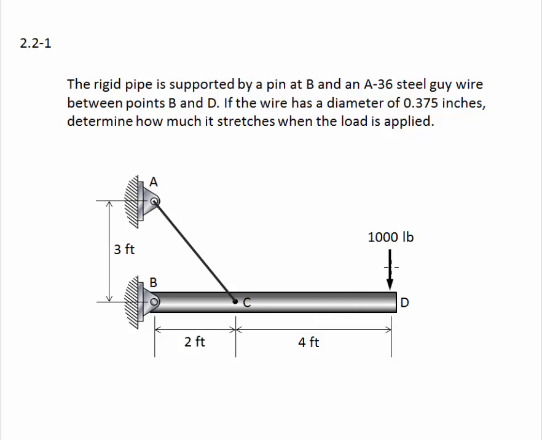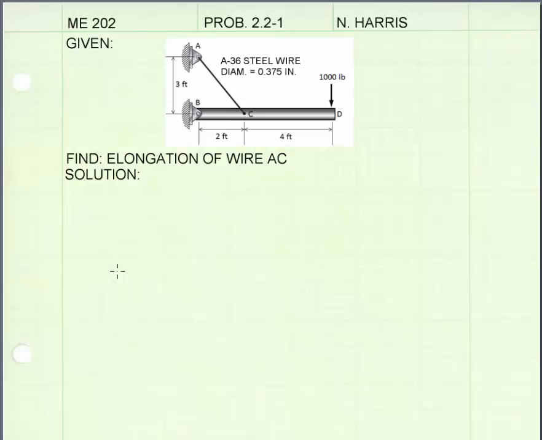So when we put a load here of 1,000 pounds, we're going to expect D to move down and C to move down, and when it does, it's going to cause stretching or elongation of this wire, and we can determine how much that elongation is. Okay, I'm going to begin by getting some of the properties of our steel wire.